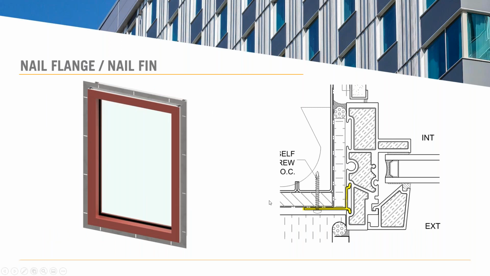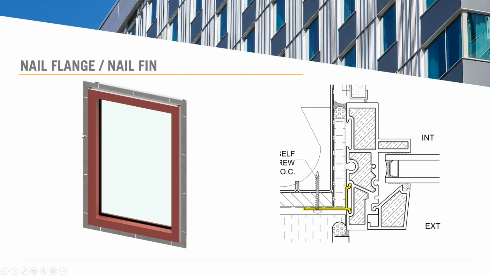So with the nail flange, this can be on 3 to 4 sides of the window. So always on the jambs and the head, and optional on the sill. But it's basically a fin here that gets nailed to the face. So you can see here as well how this accommodates side-to-side movement is with a slot, and up and down movement, again with a slot.